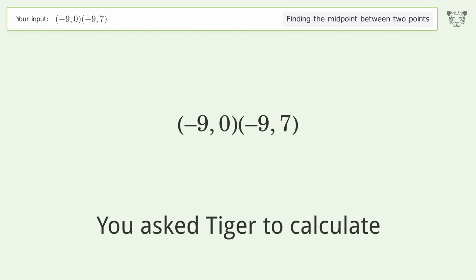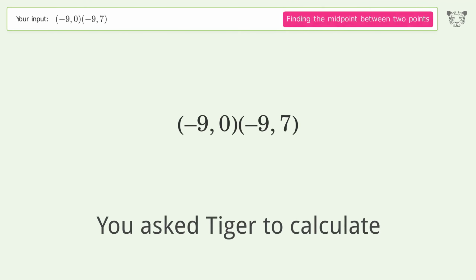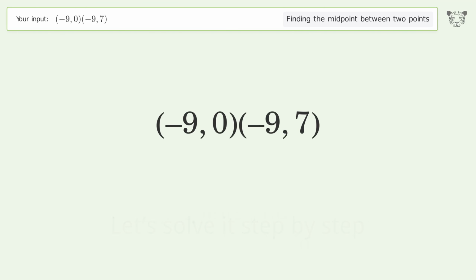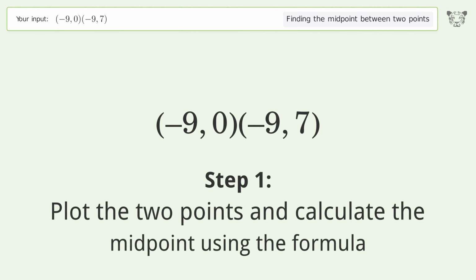You ask to calculate. This deals with finding the midpoint between 2 points. The midpoint between the 2 points is -9, 3.5. Let's solve it step by step. Plot the 2 points and calculate the midpoint using the formula.